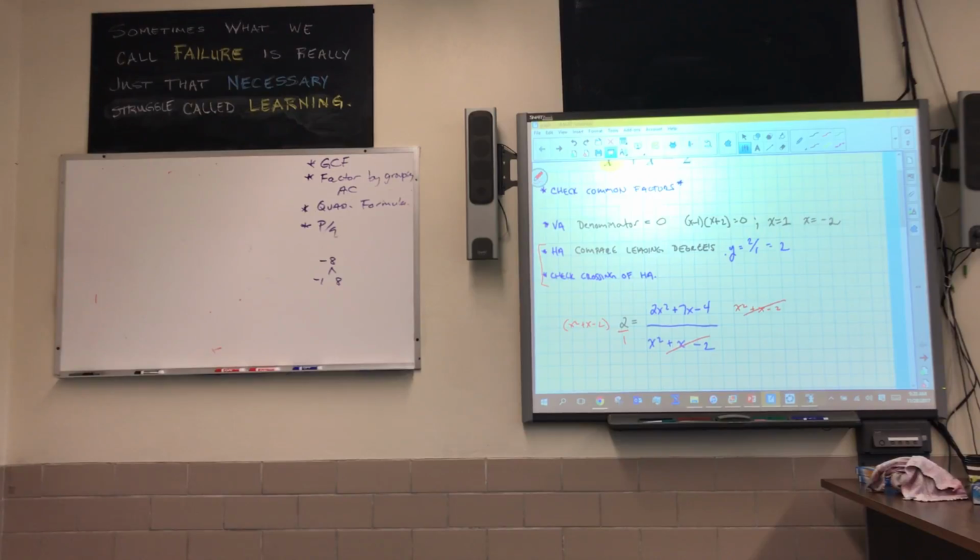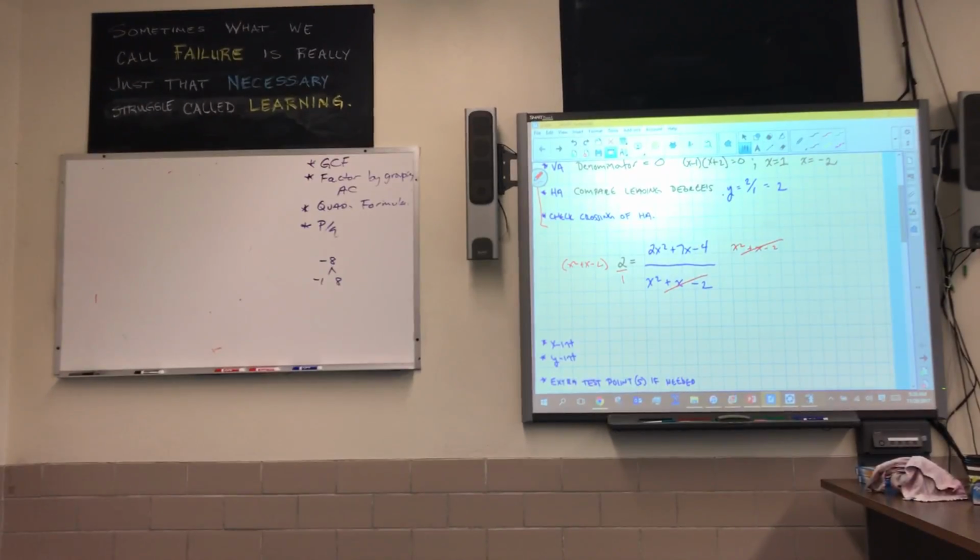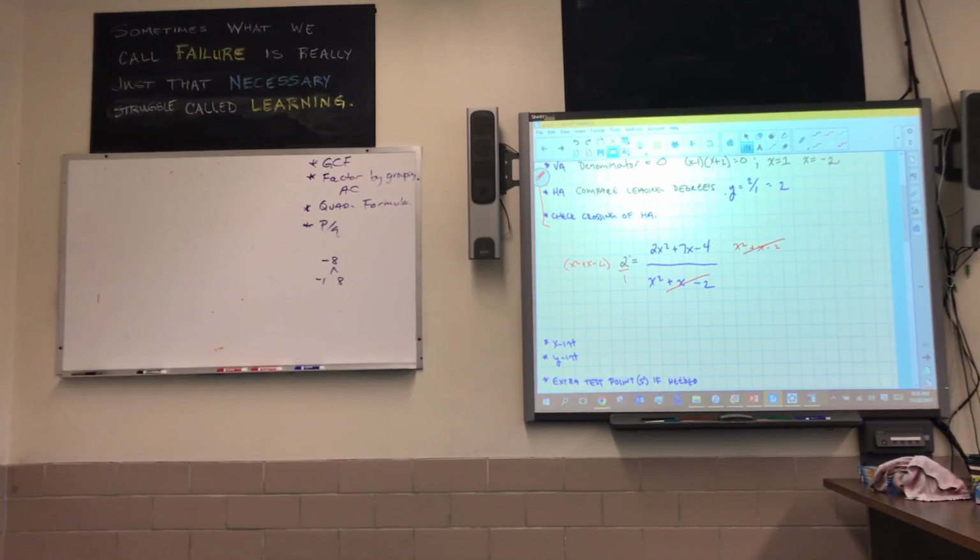So I'm going to do that, but then I'll come back and talk about maybe an alternative way you could view this. Take that 2 and distribute, so I get 2x squared plus 2x minus 4 is then equal to, on the right hand side, all that's left is the numerator, right? And that's the equation you get when you multiply by that least common denominator.